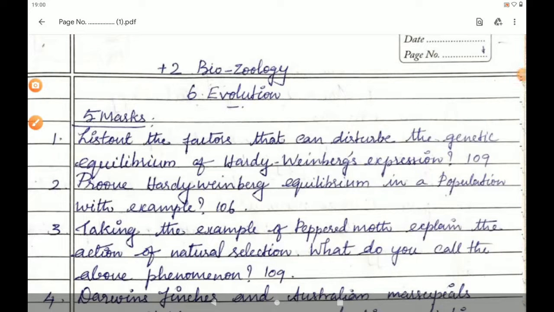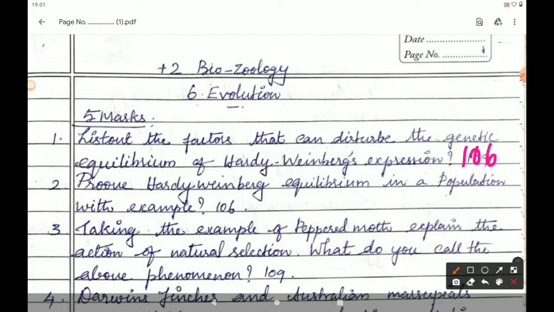Good morning, students. Today we will deal with 5 more questions of the lesson Evolution, that is the 6th lesson in +2 Bio-Zoology. First 5 mark question: list out the factors that can disturb the genetic equilibrium of the Hardy-Weinberg expression. The answer is given in page number 106.